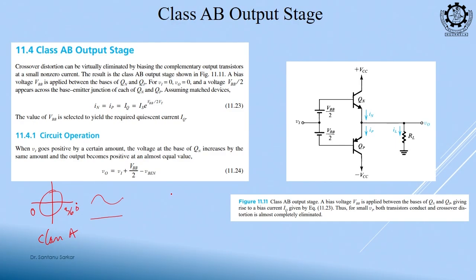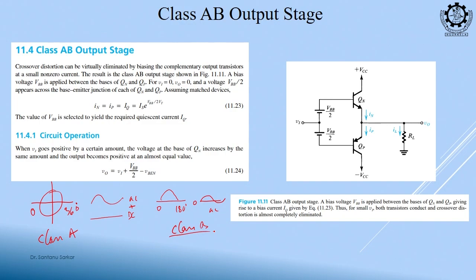Now, in class B, it is on for only 180 degrees of phase, meaning half of the cycle. And another thing is that it has only AC, whereas class A has AC plus DC. So, this is class B.